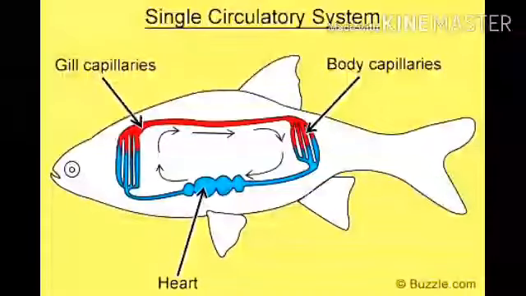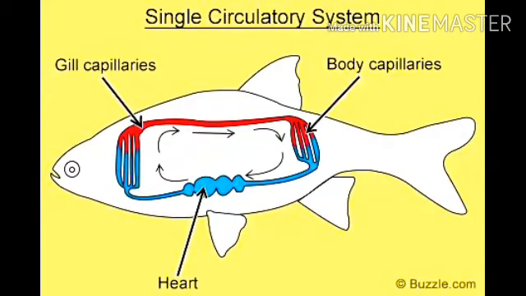In this, the fish heart has only one atrium and one ventricle. The oxygen-depleted blood returns from the body, enters the atrium and then the ventricle, and then is pumped into the gills, where the blood is oxygenated, and then it continues through the rest of the body. So you can see with this arrow how the blood moves inside the fish.